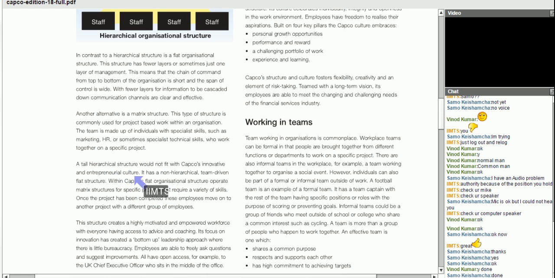So a tall hierarchical structure would not fit with Capco's innovative and entrepreneurial culture. It has a non-hierarchical, team-driven flat structure. Within Capco's flat organizational structure operate matrix structures for specific projects that require a variety of skills. Once the project has been completed, these employees move on to another project with a different group of employees. Okay?